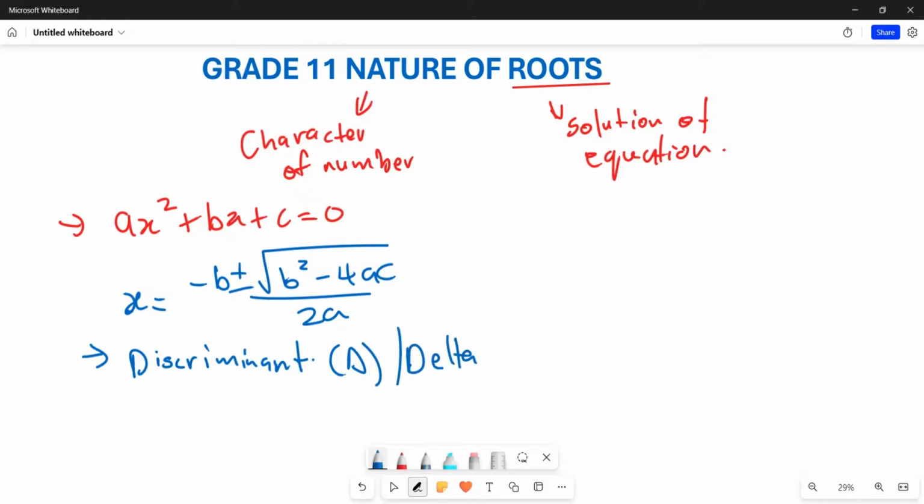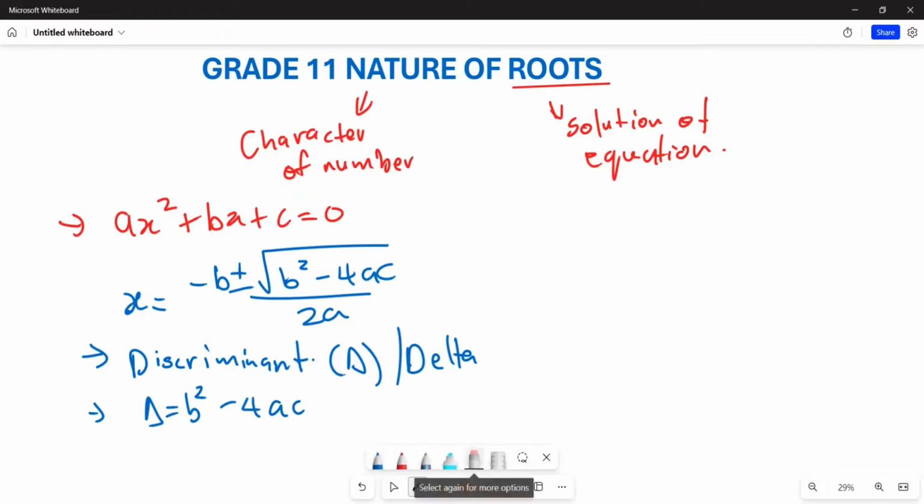Now, let's understand this discriminant, or this delta. Your delta is always given by this formula: b squared subtract 4ac. So your discriminant is always defined by b squared subtract 4ac. But of course, under the nature of roots, we are going to be learning about the three categories of roots. Once again, let's start here.